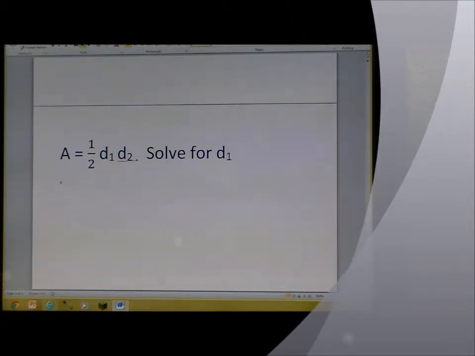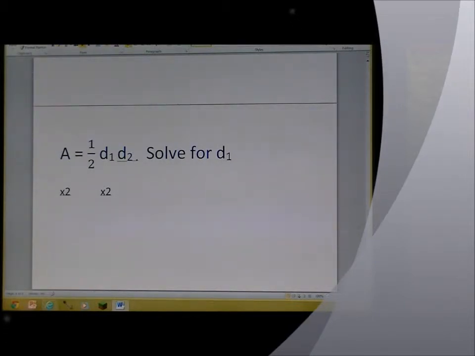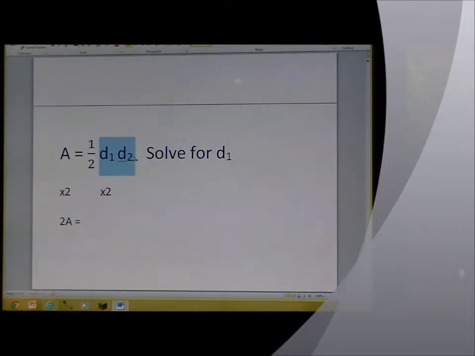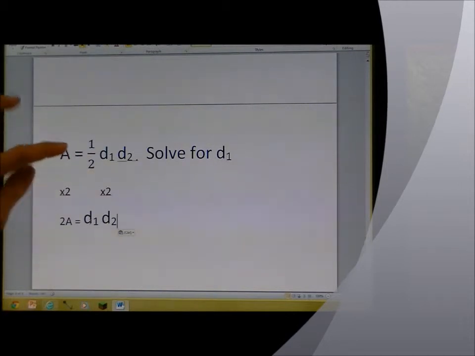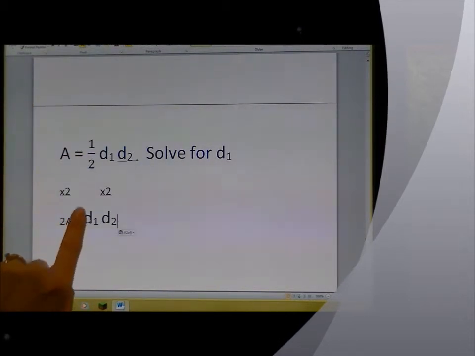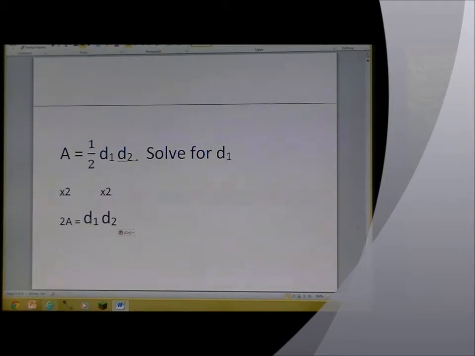Oops, I need a bigger font. I'm going to multiply both sides times 2. Then, how big is this? When I do that, I end up with 2a equals d sub 1, and I'm just going to copy these down: d sub 1 and d sub 2. Because 2 times 1/2 is 2 over 2, which is 1. So that 1 is assumed, but not written there.